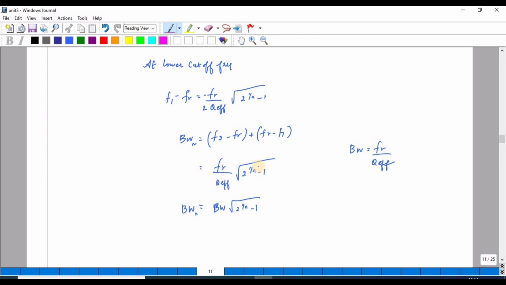We know that Q effective is equal to fr by bandwidth, so you can substitute bandwidth equal to fr by Q effective. The final conclusion is that the bandwidth of n identical amplifier stages is given by the bandwidth of the first stage times root of 2 power 1 by n minus 1. Here BW1 is the bandwidth of the single stage, and BWn is the bandwidth of the n stage.